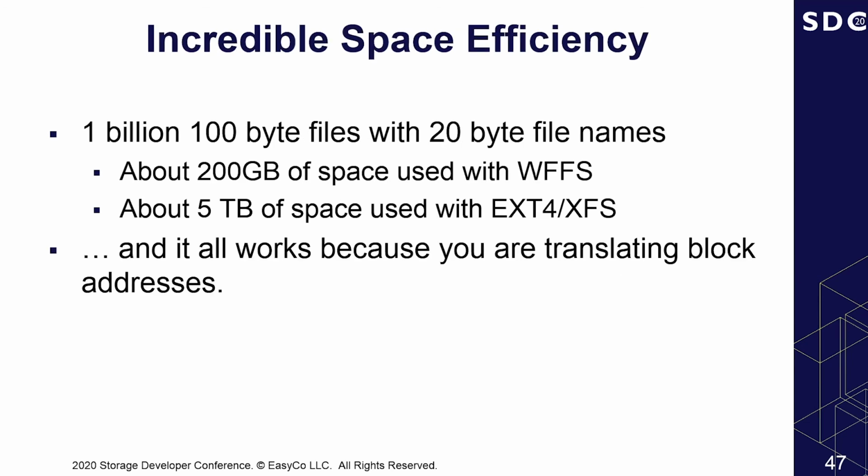A final benefit is the efficiency of storing small stuff. 1 billion 100-byte files with 20-byte file names will end up occupying about 200 gigabytes of disk. This compares to 5 terabytes for ext4 and XFS. This all works because you have variable size blocks that are translated.